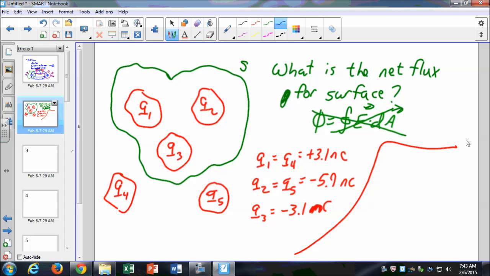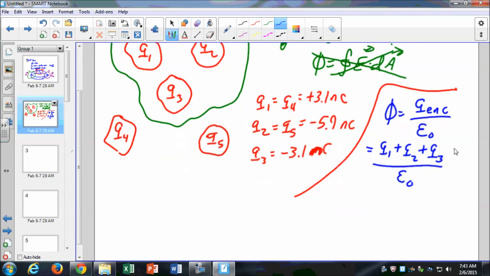I just say that phi is equal to my enclosed charge divided by the permittivity of free space. So really simple. I just say Q1 plus Q2 plus Q3 divided by epsilon naught. And here I need to make sure I keep the signs because some of these are going to have field lines coming in and some of them will have field lines going out. And so if I want to know the total field lines going through the surface, I have to include the signs of the charges here. So Q1 is a positive charge, Q2 and Q3 are both negative charges.